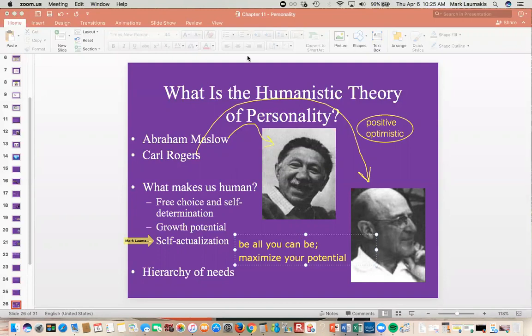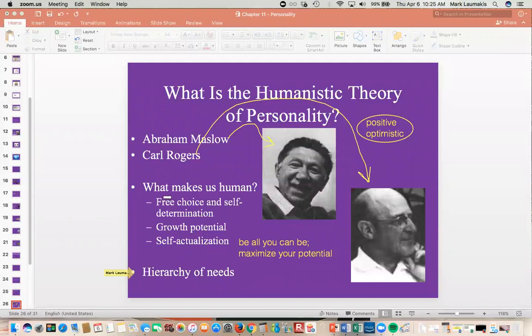So if you're striving right now towards self-actualization, you individually are trying to be the best student you can be, the best roommate you can be, the best coworker you can be, the best boyfriend or girlfriend you can be, the best son or daughter you can be, right? When you're striving towards that, that's trying to maximize your potential. Okay, so that's from Maslow.